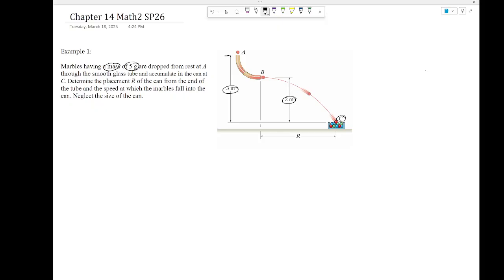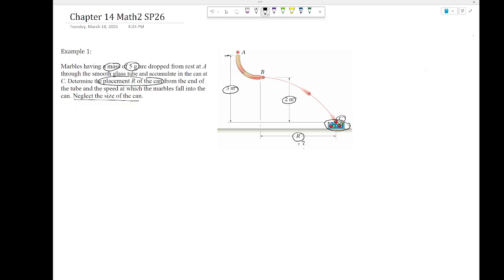What we're trying to find is the position of the can. Basically, we have to find the value of r. When the marble comes down, it won't fall out of the basket; it needs to land in the basket or the can. The question says to neglect the size of the can and everything. To find that, we obviously have to use these work-energy equations.